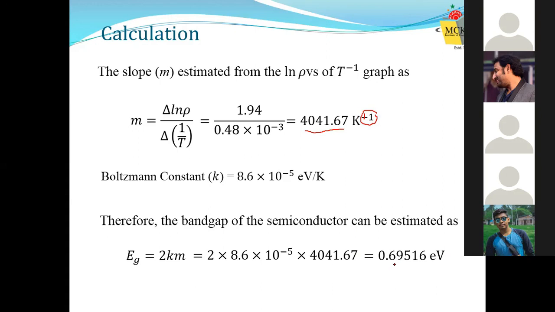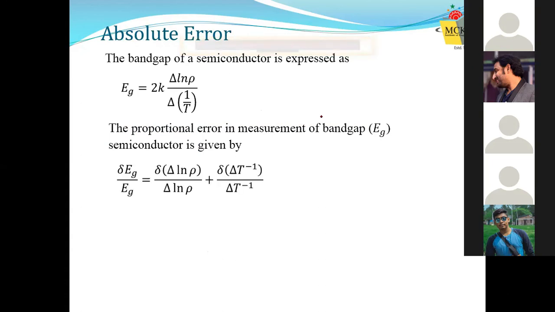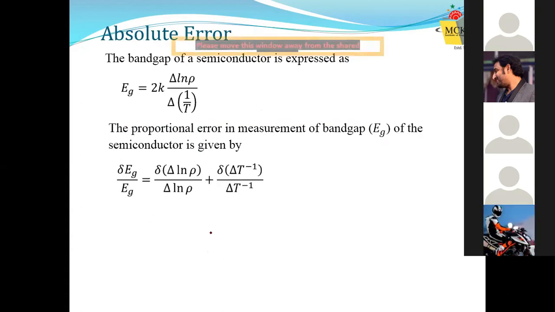Now, should you write all the 5 decimal digits? That will be decided by the error calculation formula. So let us look at the error calculation formula. So the band gap was measured and this is the error calculation formula, the proportional error. So delta Eg by Eg is equal to delta of delta ln rho by delta ln rho and del of delta T inverse by delta T inverse. Let us understand the meaning of each one. You already know what is delta ln rho.